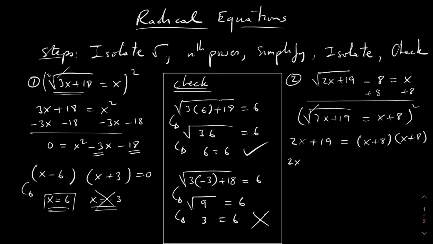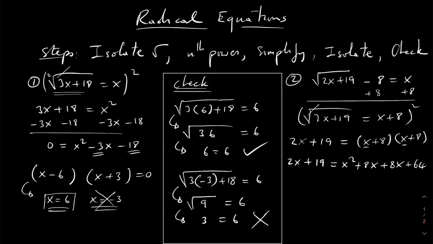On the left side, we're still going to have 2x plus 19, but on the right side, we're going to have to FOIL. So we're going to have x times x is x squared, x times 8 is 8x, 8 times x is 8x again, and 8 times 8 is 64.